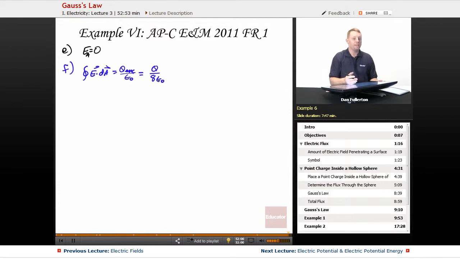Now, by symmetry, we have 3 faces of the cube that have flux running through them. They're all symmetric. They all have the same orientation, the same distance with respect to that point A. Therefore, each one is going to get 1/3 of the total flux. So that's going to be 1/3 of Q over 8 epsilon naught, or I would say the flux through each one is going to be Q over 24 epsilon naught.